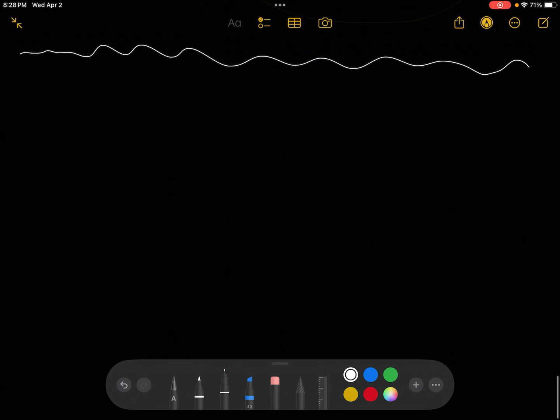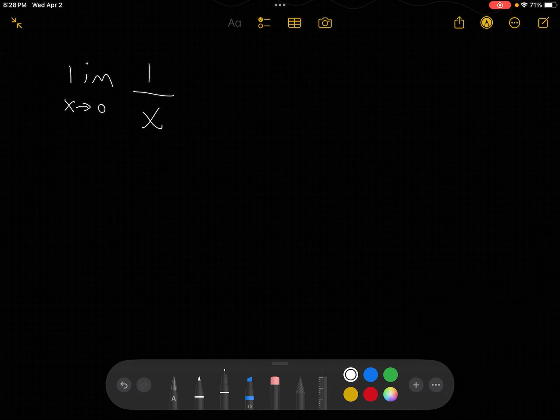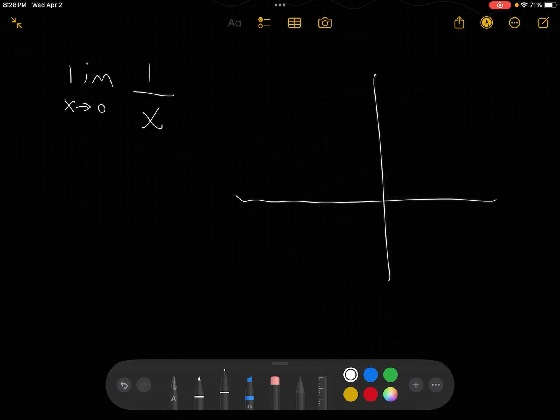So those were some examples of limits that exist. Now let's see some limits that don't exist. So let's try and take the limit as x approaches 0 of the function 1 over x. So if we look at the graph of this function, it's going to look something like this, where this is the point 0 right here.